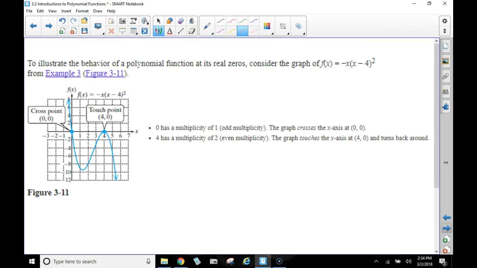But there's the difference between a cross point and a touch point for that example of this function right here, f of x equals negative x times the quantity x minus 4 squared. The negative x corresponds to a 0 of 0, and the x minus 4 quantity squared corresponds to a 0 of 4. The multiplicity of the first zero was odd, but the second was even. That's why at the origin we're going to cross, but we're only going to touch at (4, 0).